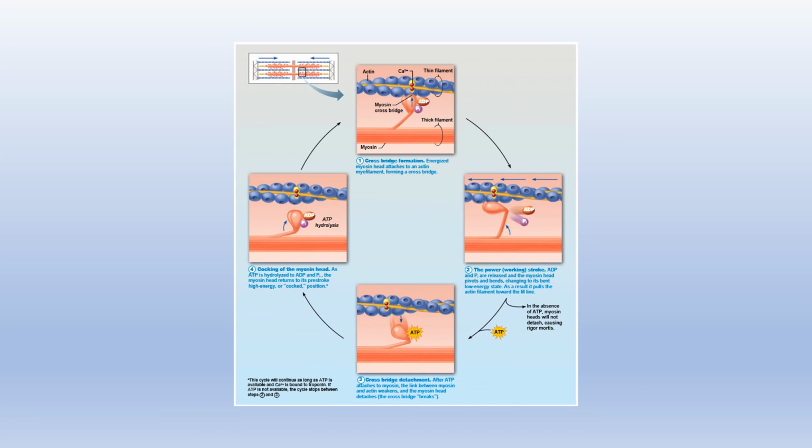This was Chapter 9, Part 3. It was awfully short, but we covered the remainder of excitation contraction coupling, and we focused on the crossbridge cycle.